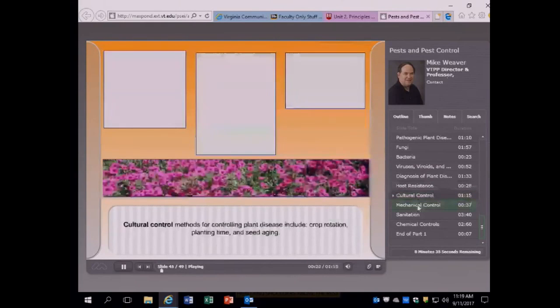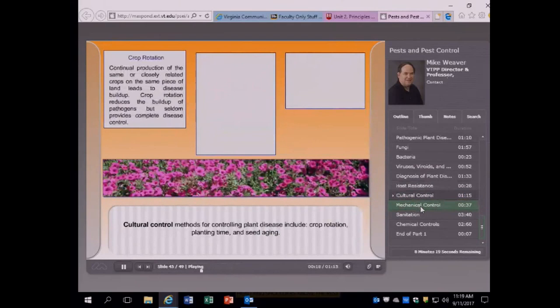For a plant disease to develop, a pathogen and its host must come together under the right environmental conditions. Cultural practices can prevent an infection by altering the environment, the condition of the host, and the behavior of the pathogen. Examples include crop rotation. Pathogenic organisms can usually carry over from one growing season to the next in the soil or in plant debris. Continual production of the same or closely related crops on the same piece of land leads to disease buildup. Crop rotation reduces the buildup of pathogens but seldom provides complete disease control.